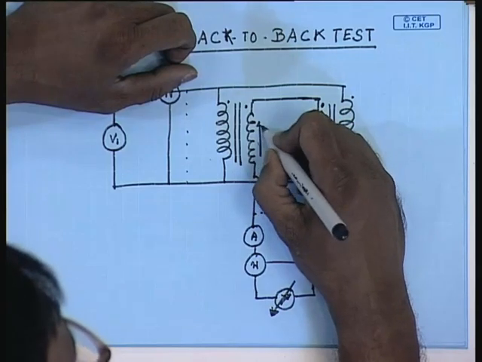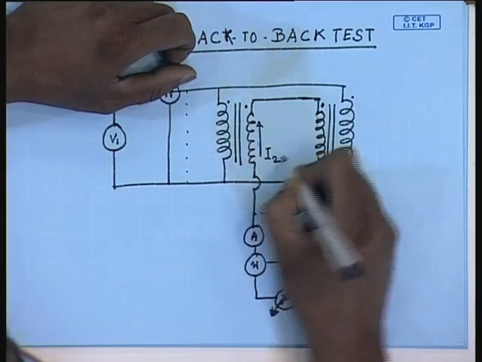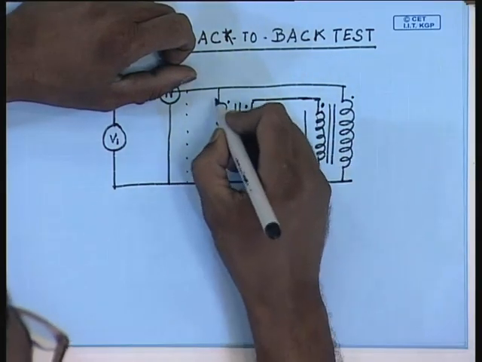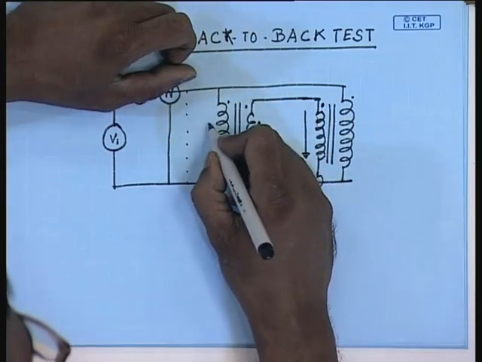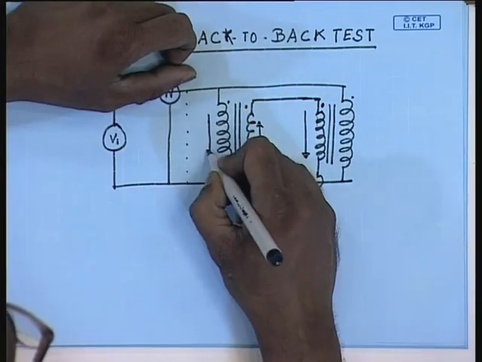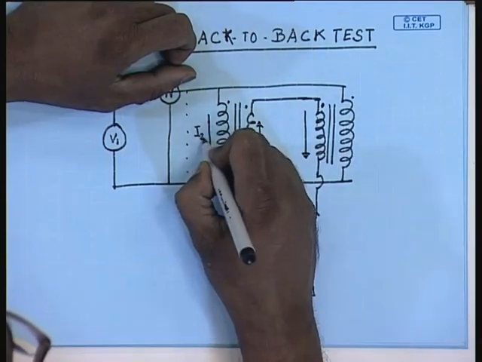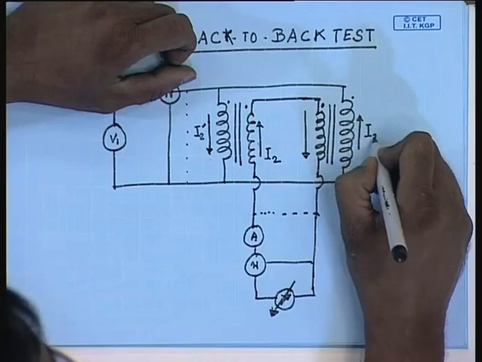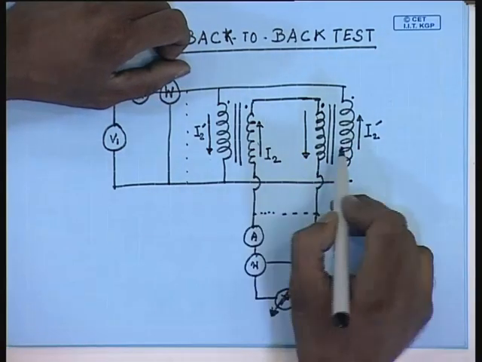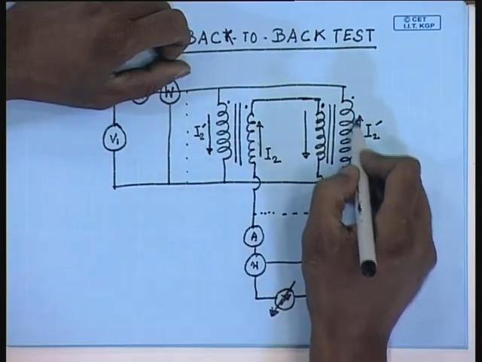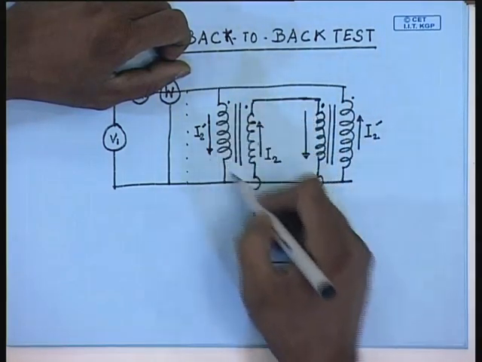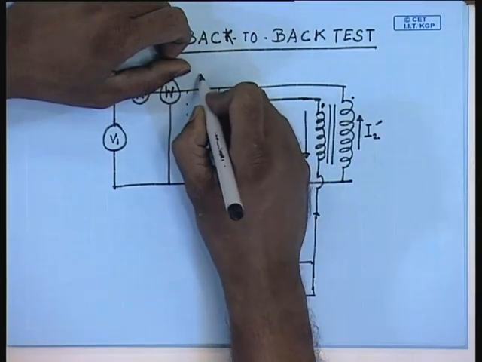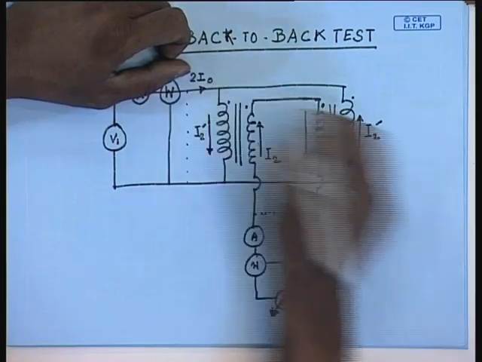if current I2 circulates this way, therefore the reflected current here will be I2 dash flowing in this direction, and similarly I2 dash flowing in this direction. However, if these two transformers are identical, then this I2 dash current will circulate only in the transformer primary winding. The current drawn from the source will still be 2 I0.